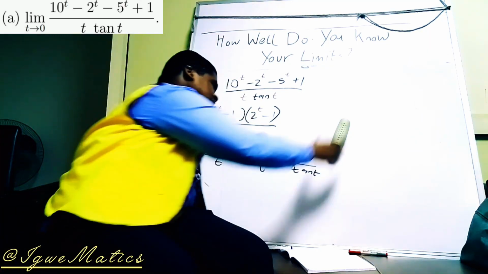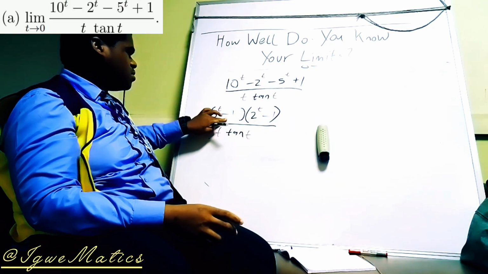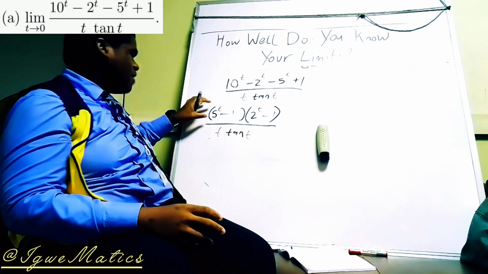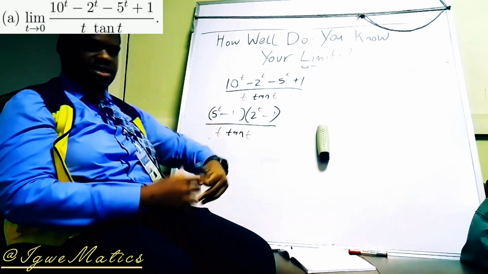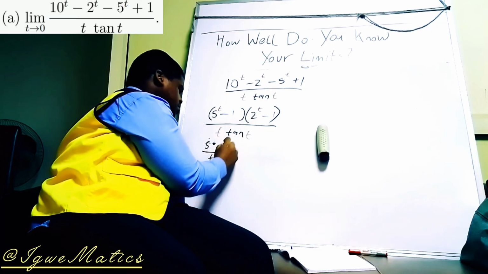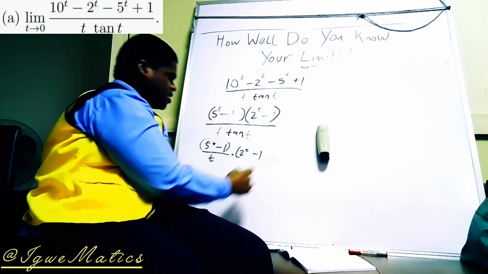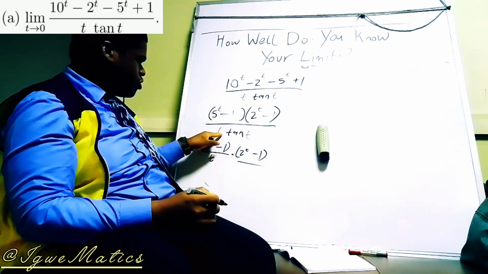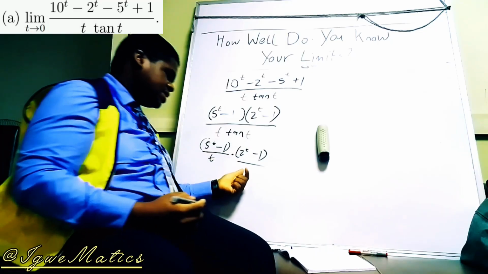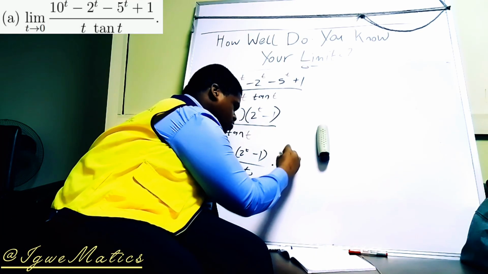I'll go over again and explain what I just did. We have 5 to the power of t minus 1, but this is not the complete form of a standard limit. To make it a complete form, we have to have 5 to the power of t minus 1 divided by t. So I'm going to write that down. 5 to the power of t minus 1 divided by t. The next thing that we have is 2 to the power of t minus 1. There's no other t in the numerator. We have already used up that t. But what we're going to do is add that t in the numerator, then balance it out with another t.